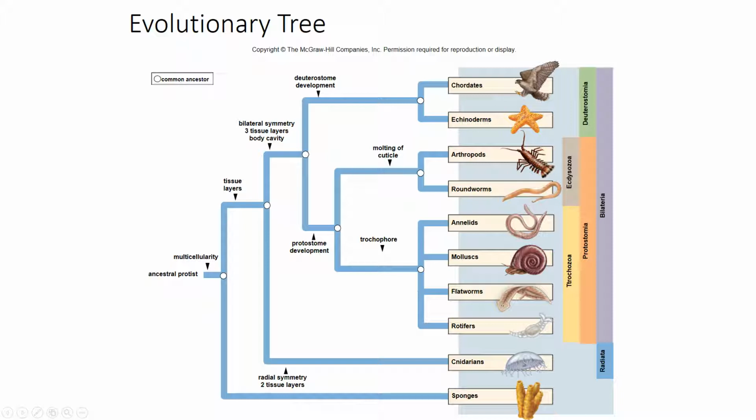Okay, and then once they start to have three tissue layers, then that's when you get into your worms and your rotifers, and then you get into your arthropods like insects and your roundworms. And then finally, the most sophisticated are really the echinoderms, and then, of course, the chordates, which includes all the vertebrates as well.